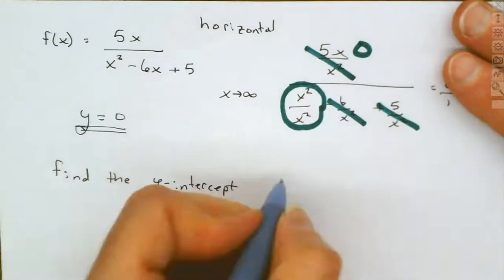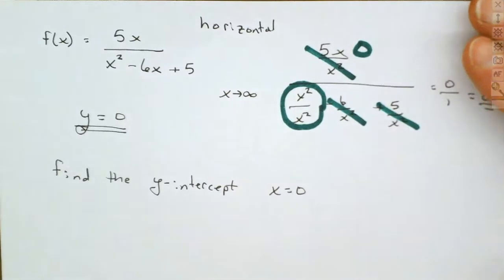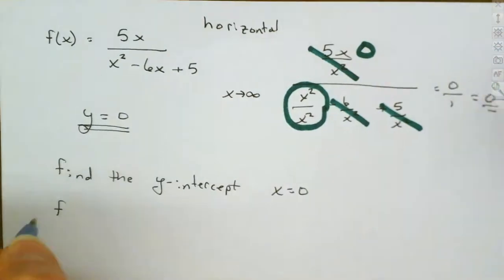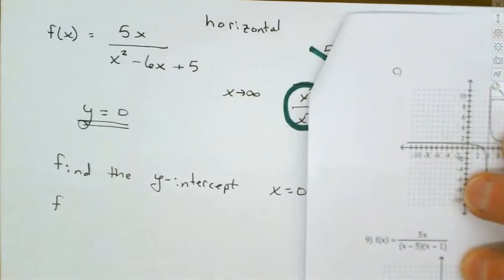And how do we find the y-intercept? We plug in 0. X equals 0. So let's go back to our original, and we're going to plug in that 0. So here's my original right here, and I'm going to plug in 0.